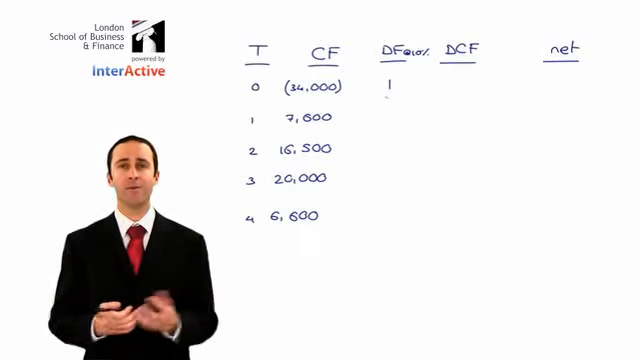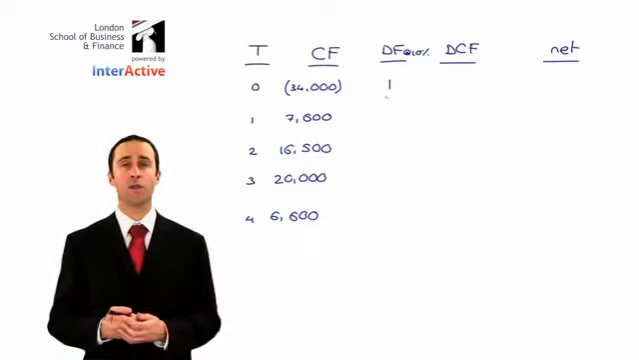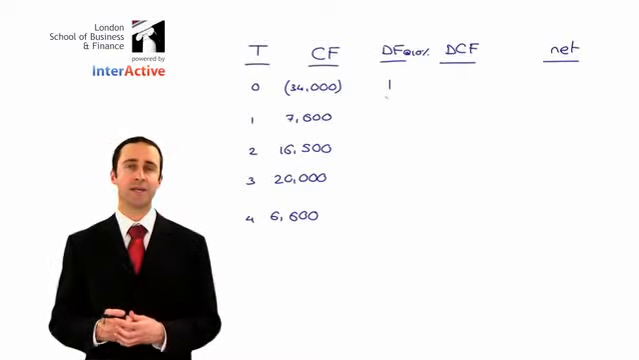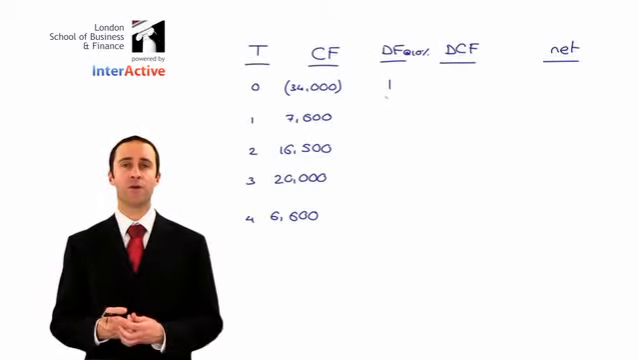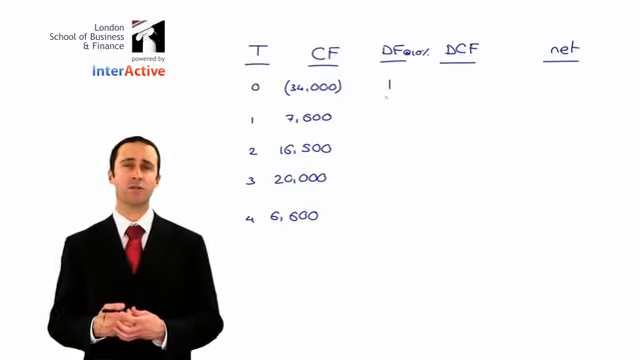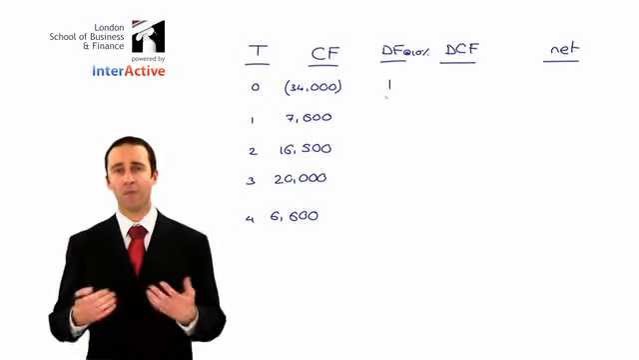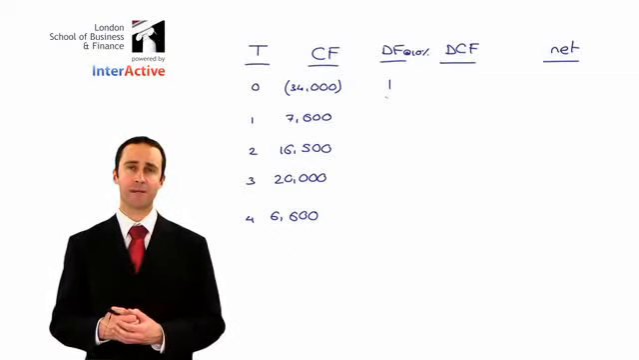What I'd like you to do now is, first of all, look at the discount factors at 10% for years 1, 2, 3 and 4. Then I'd like you to work out the present value of those cash flows. Once you've done that, we'll then come back and finish off the example.